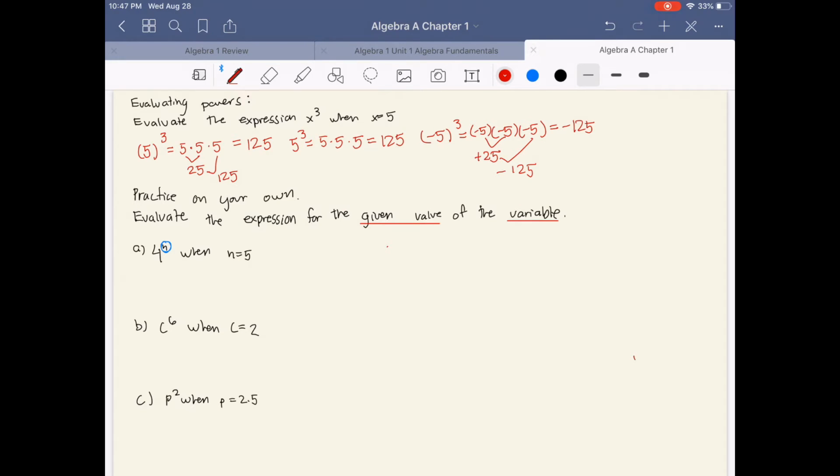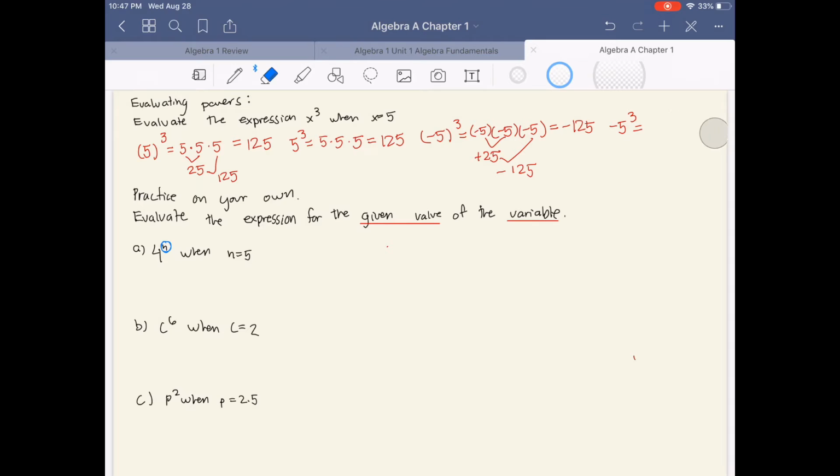Okay, so last scenario. What if we had negative 5 to the third power? Notice it doesn't have the parentheses. So what do you guys think this is going to look like when you rewrite it? Probably you guys are thinking this. Negative 5 times negative 5 times negative 5, right? That is wrong.